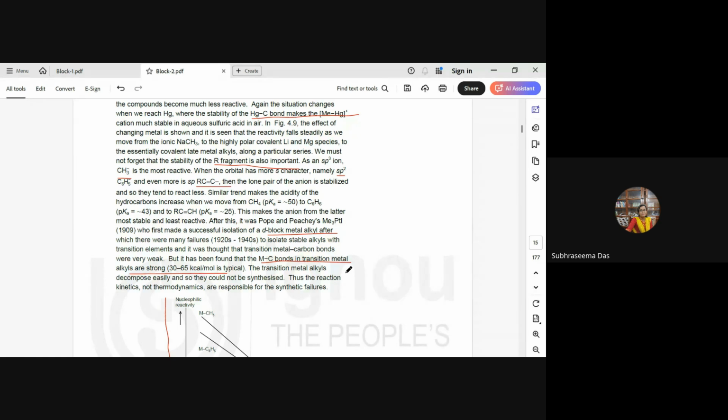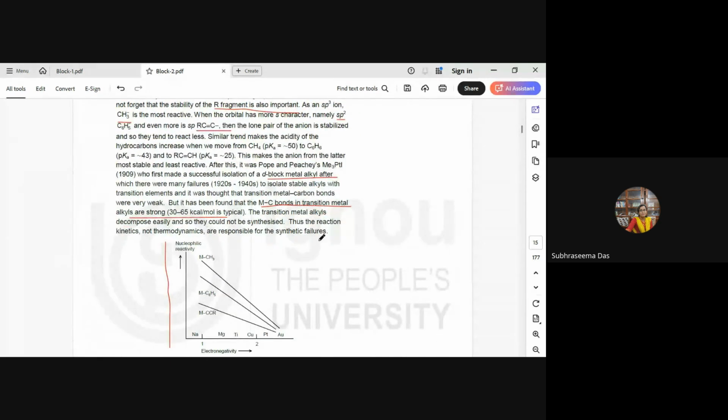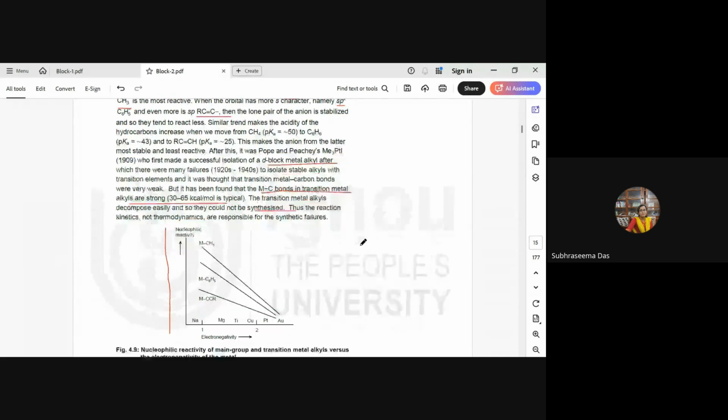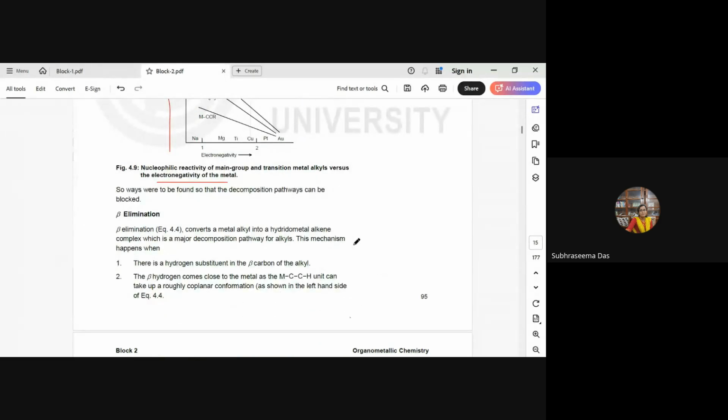So the transition metal alkyls could not easily be synthesized. They decompose easily, so they could not be synthesized. And thus the reaction kinetics are also responsible for synthetic failures. Now several ways have been found so that the decomposition pathways can be blocked.